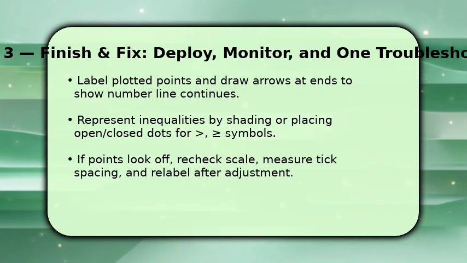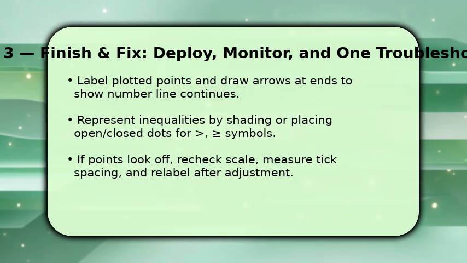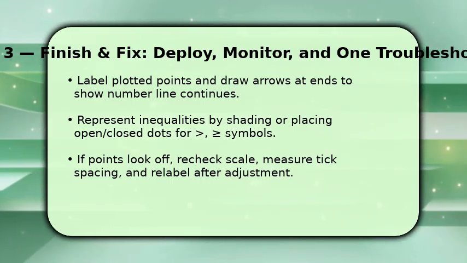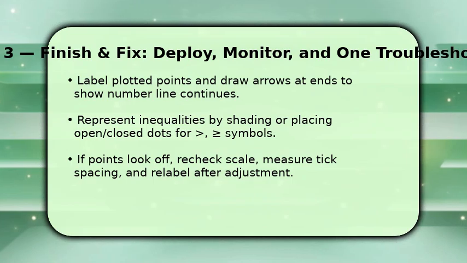Once done, double-check distances from 0, the number's placement equals its sign distance. If something looks wrong, pause, remeasure tick spacing, confirm your scale, then move and relabel points. This troubleshooting step fixes most placement errors quickly.